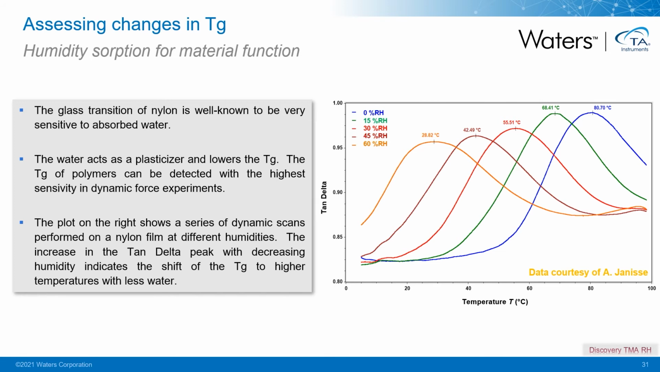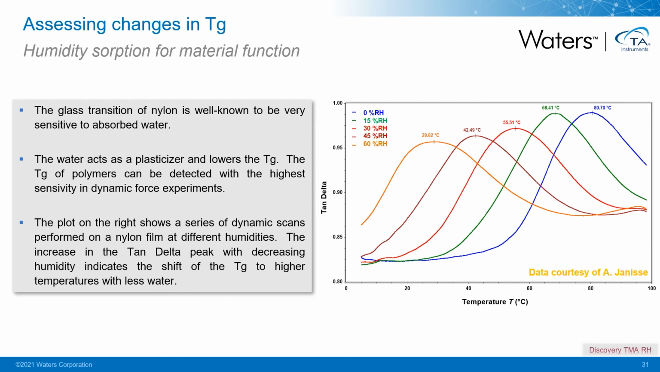It is well known that water acts as a strong plasticizer in nylon. It will lower its glass transition significantly if you load it up with lots of water. And in this particular data set, we're tracking this. So these are now isohume experiments done with temperature ramp.